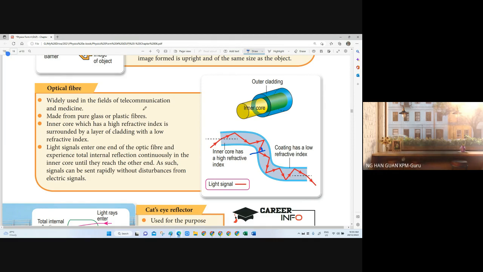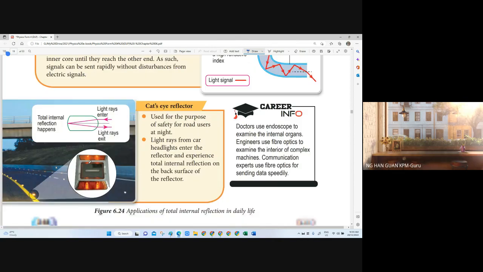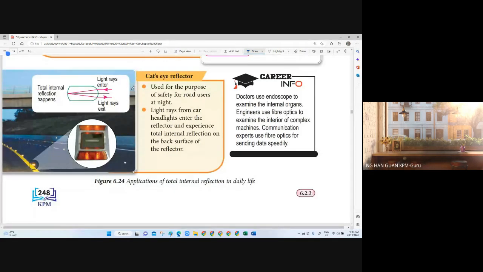Okay, it is used in telecommunications for our high-speed internet, right? And the cat's eye reflector is also based on the total internal reflection concept. And then I designed the questions for the Form 4 final year exams already. So hopefully you understand now about total internal reflection. Not the Form 4, it's the Form 5 trial exam. Okay, Form 5 trial exam.